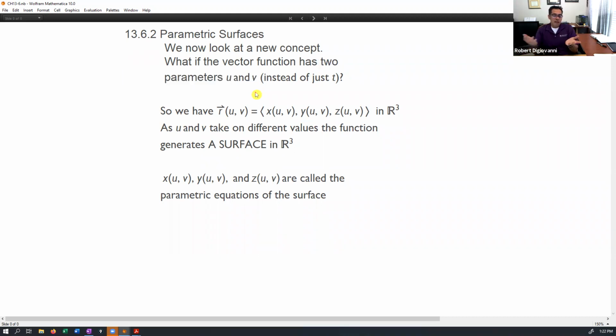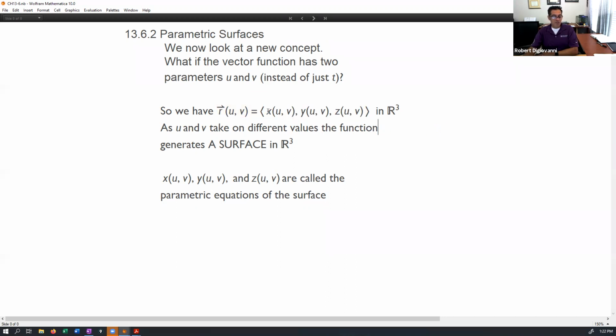I mean, what if I create a vector function where instead of you give me t and I spit out a vector, you give me 2 inputs and I spit out a vector. And the 2 inputs that I want you to give me are u and v. I'm going to plug that into a vector function and I'm going to spit out a 3-dimensional vector.